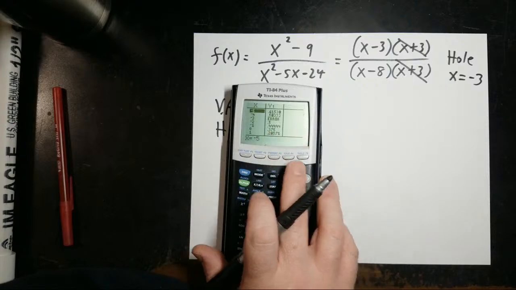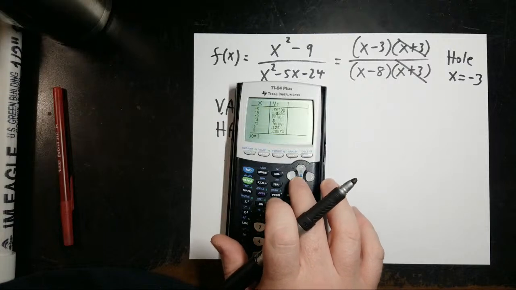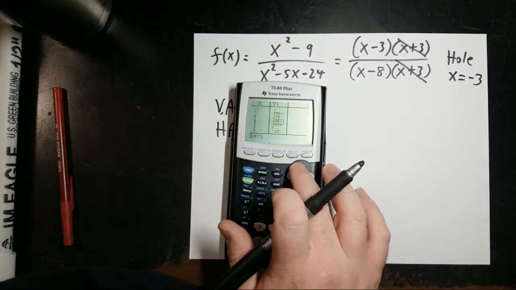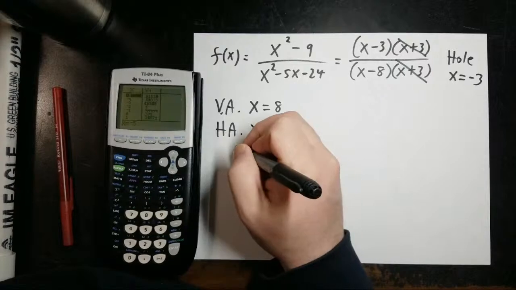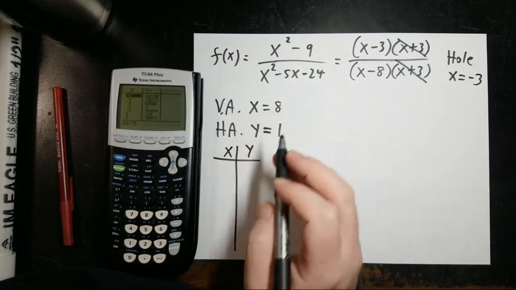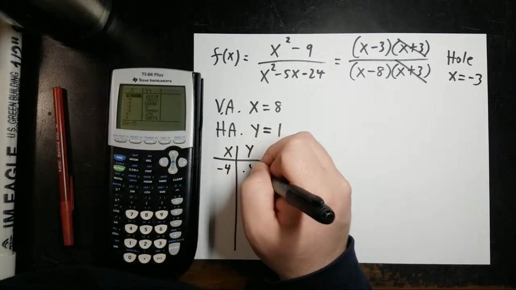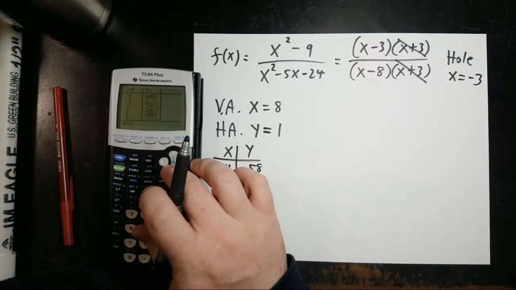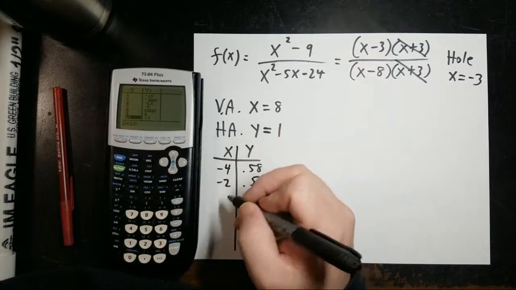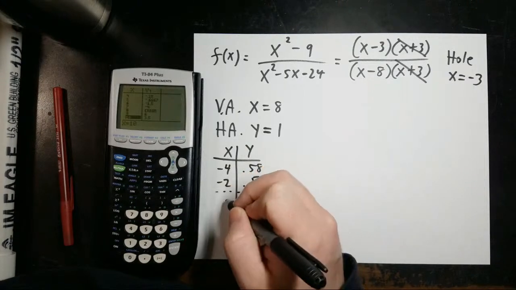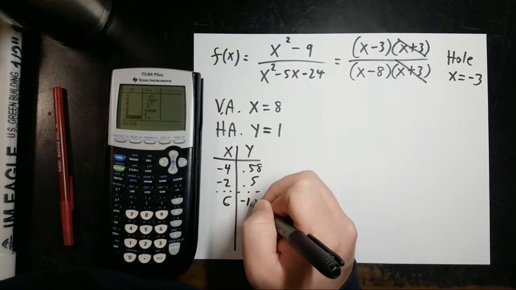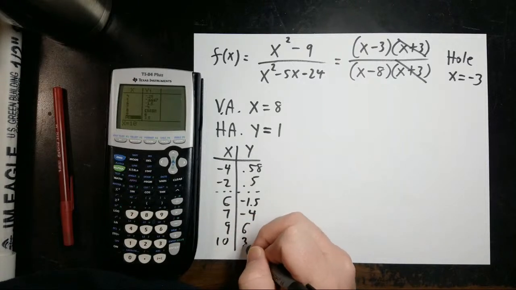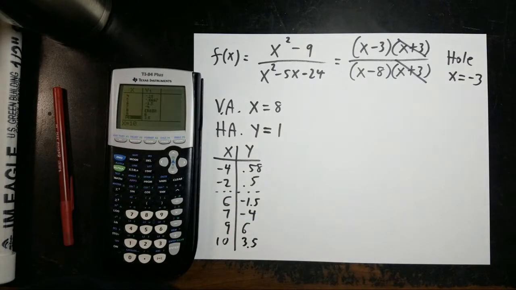Now there's that error at negative 3. We should also have an error at positive 8. Yeah, well, we do. It's good to get a couple of points to the left and a couple of points to the right. For the hole, I'm just going to do 1 to the left and 1 to the right. That would be sufficient. And for this one, I could go 6, negative 1.5, 7, negative 4, 9, comma 6, and 10, comma 3.5. Good. That should be sufficient.